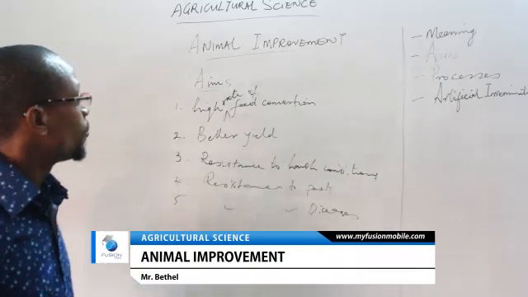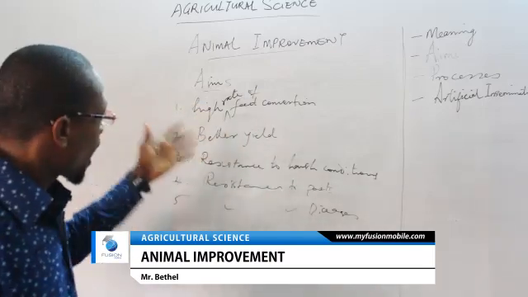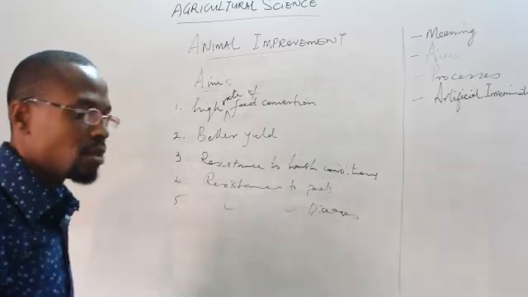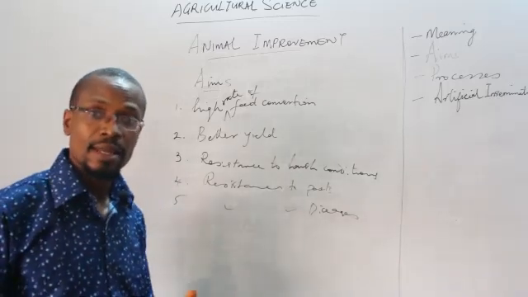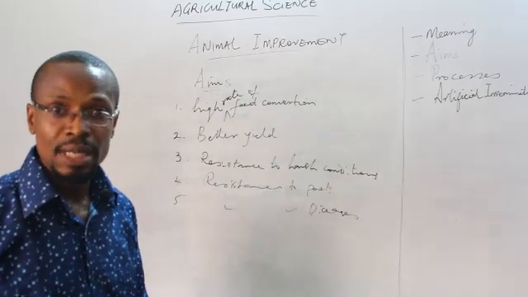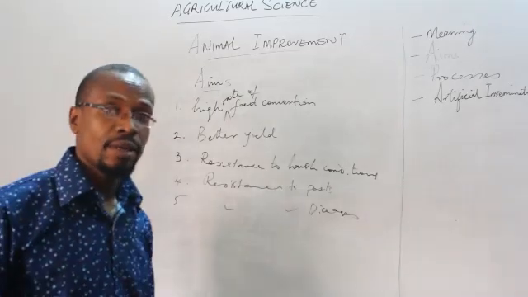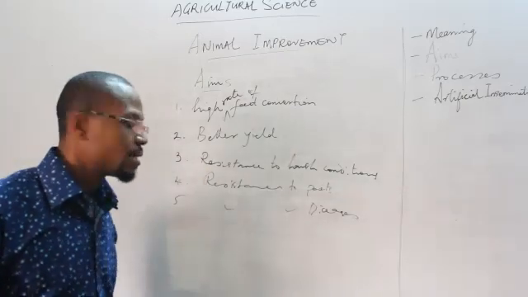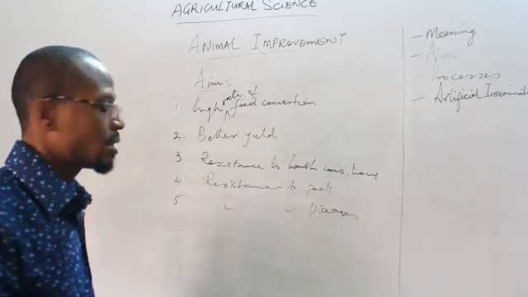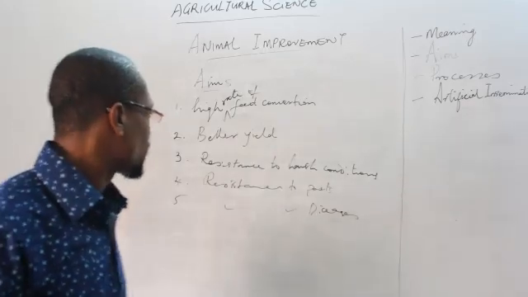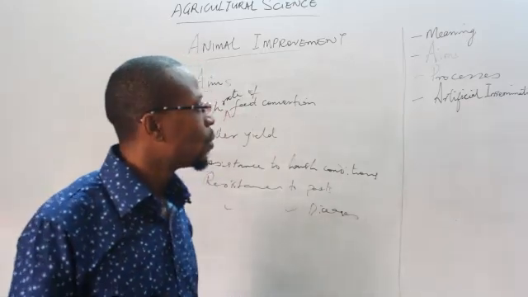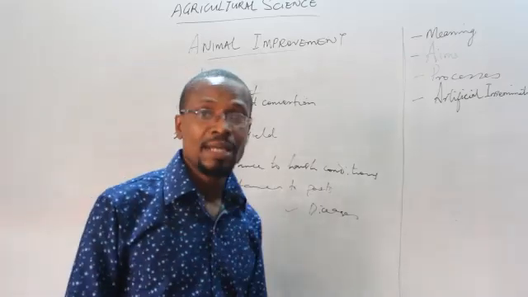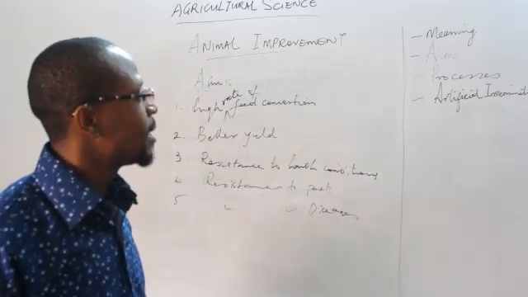So animal improvement aims at a high rate of feed conversion, better yield, whether it is the hides and skin that you want, whether it's the egg, whether it's the meat, whether it's the bone. Everything should be at its optimum. And then resistance to harsh environmental conditions, resistance to pests and diseases.